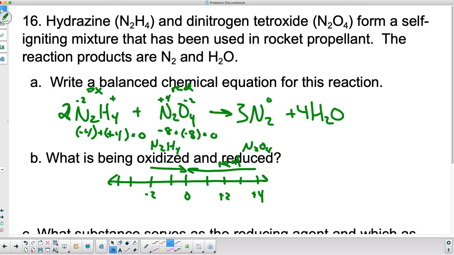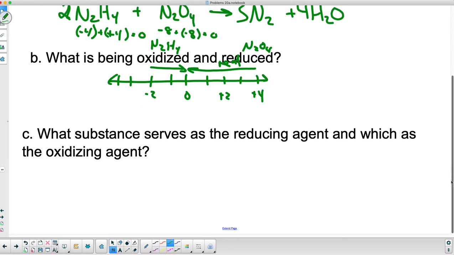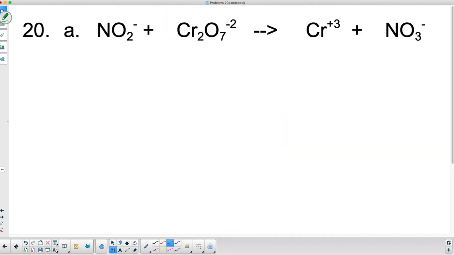Okay? What substance serves as the reducing agent, and which one is the oxidizing? It's just the reverse. So nothing could be easier than this. The reducing agent is the one that gets oxidized. So that would be this. That gets oxidized, so it's the reducing agent. What's the oxidizing agent is the one that gets reduced. So that would be that. Pretty simple. Moving on. Number 20.